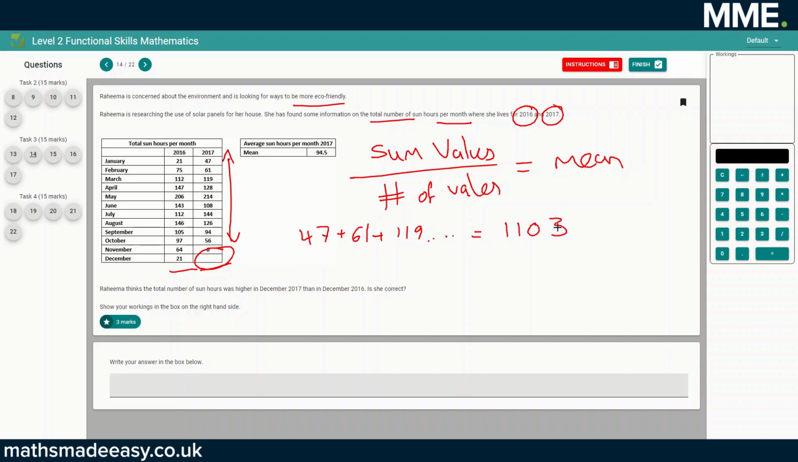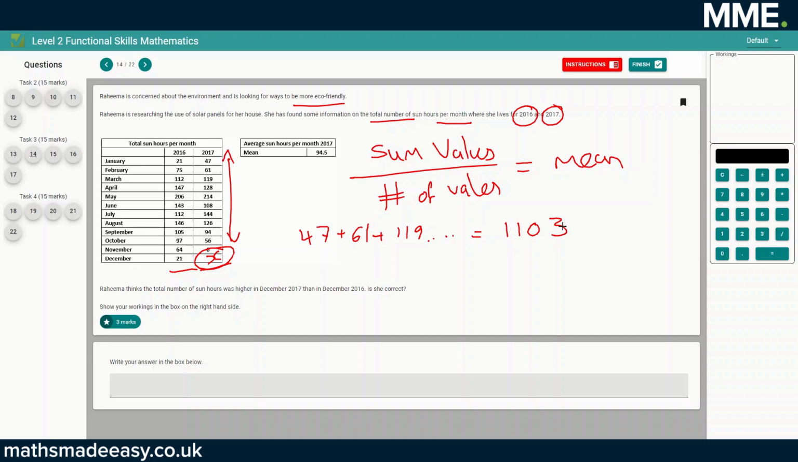1103. So what we're going to do as well is just label this value here. I'm going to call it X. You can label it whichever letter you like. You could say D for December, H for hours of sun. I'm just going to label it X, and we're going to rewrite it in this formula here.